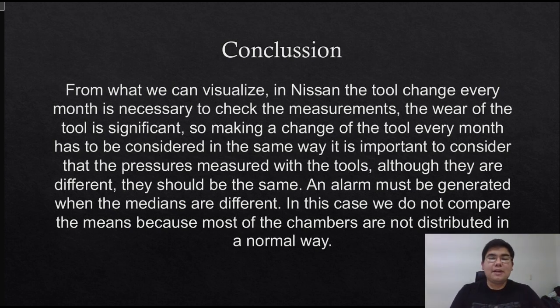Also, if we compare the medians of the chambers measured with the tool of October versus November, we observe in the same way that the medians are the same. We can conclude with this test that the calibration of the tool for each month is the same, that there are no significant differences observed in the calibration and measurement of the tool. Therefore, changing tools every month to measure the chamber pressures doesn't imply a significant change in the chamber pressure measurements.